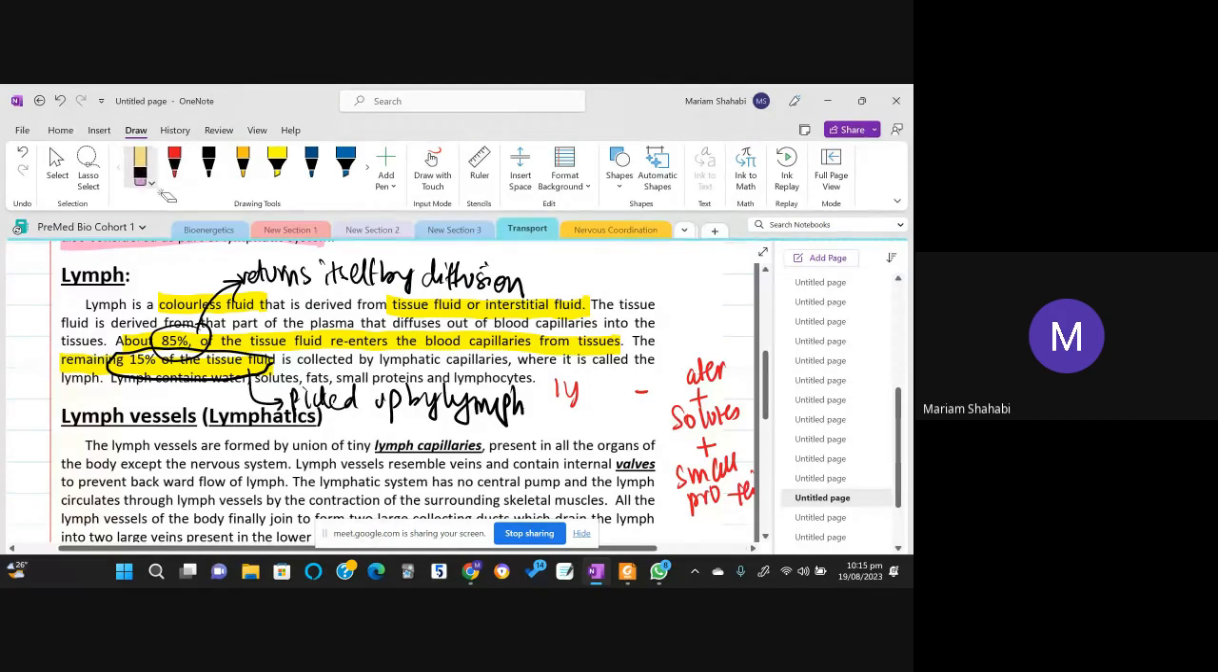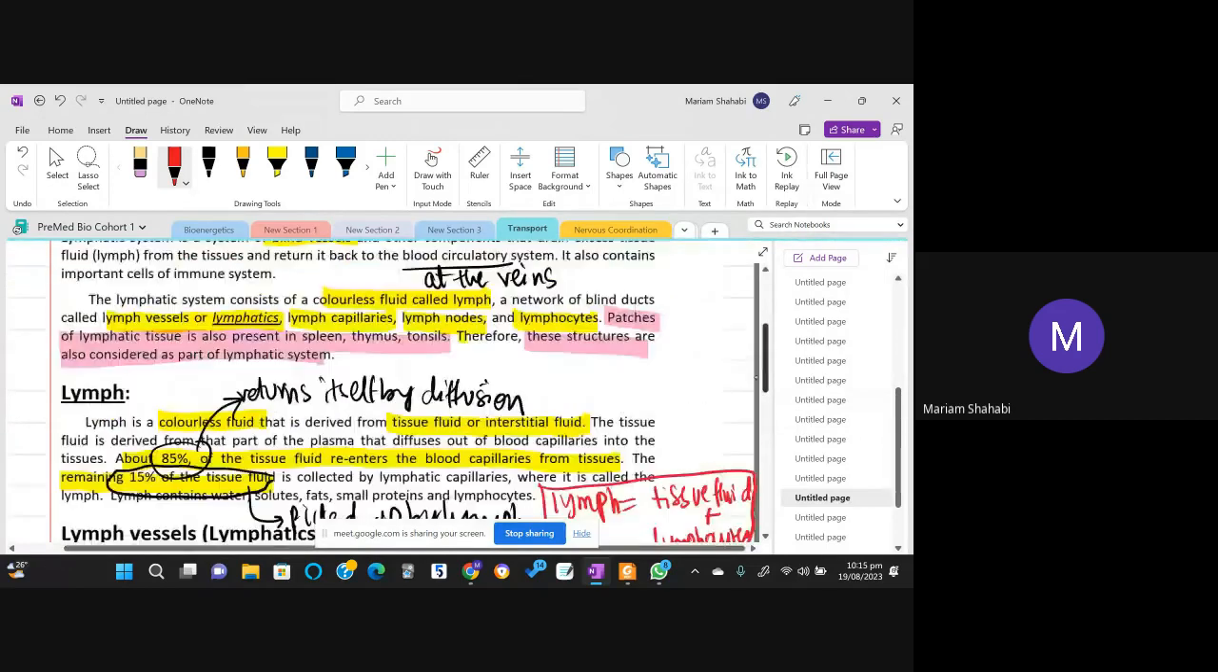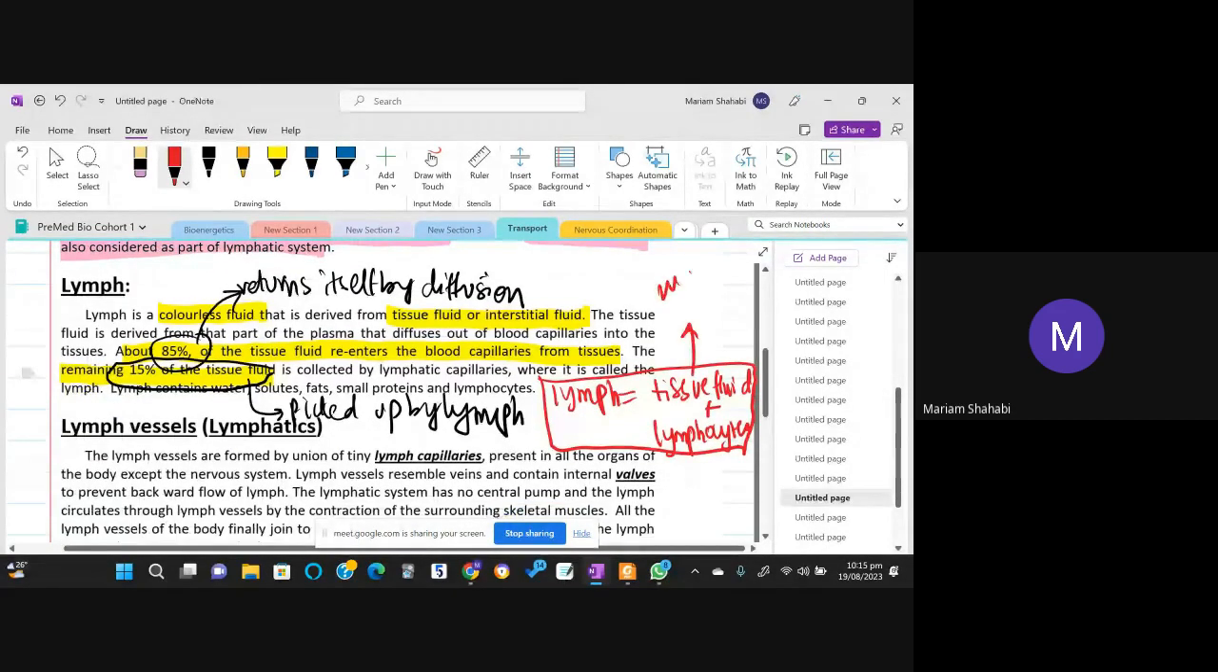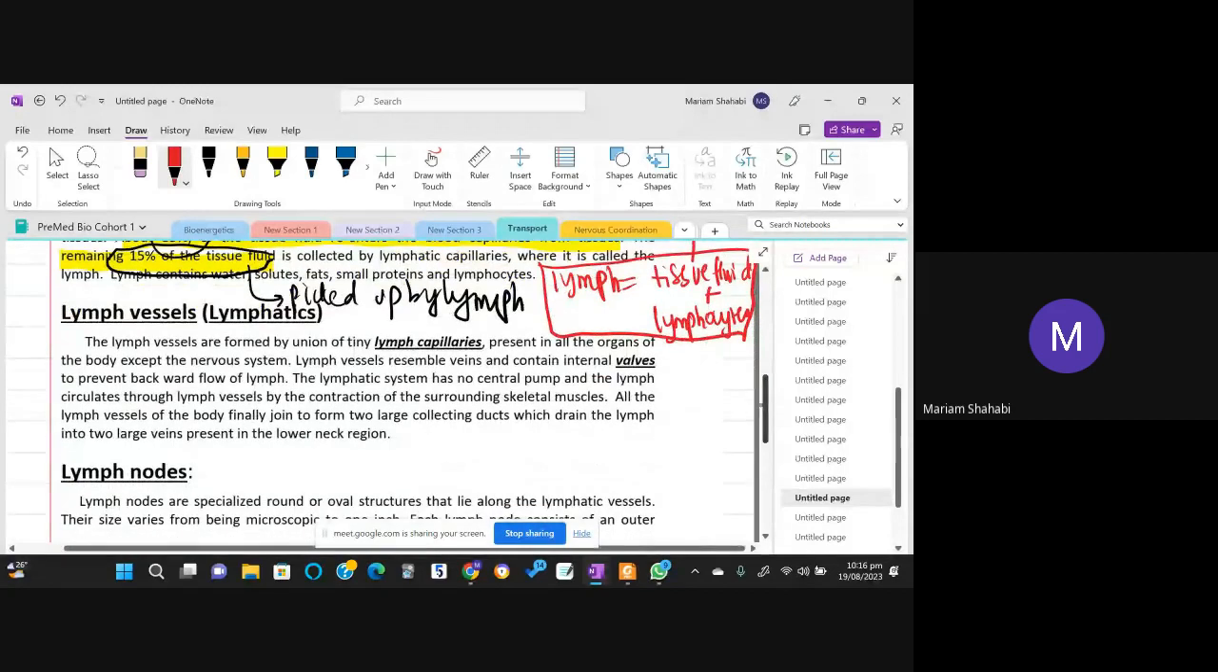Basically, you don't need to write even this much. Lymph is basically interstitial fluid, tissue fluid, plus lymphocytes. Now what are lymphocytes? You will get to know when I discuss blood. Tissue fluid plus lymphocytes is called lymph. What will tissue fluid contain? Obviously water, solutes, and a few small proteins that wandered out of the capillaries. So that is all tissue fluid. Tissue fluid and lymphocytes is lymph.